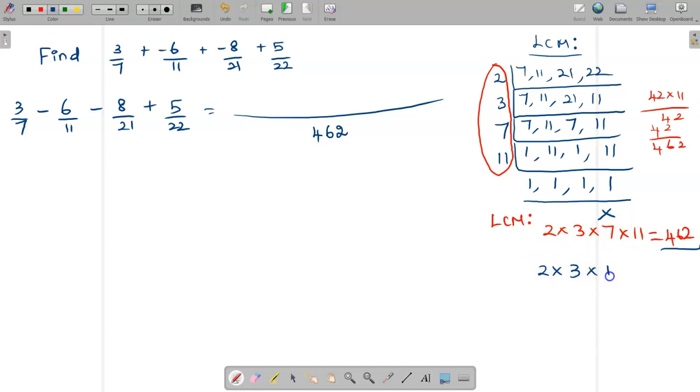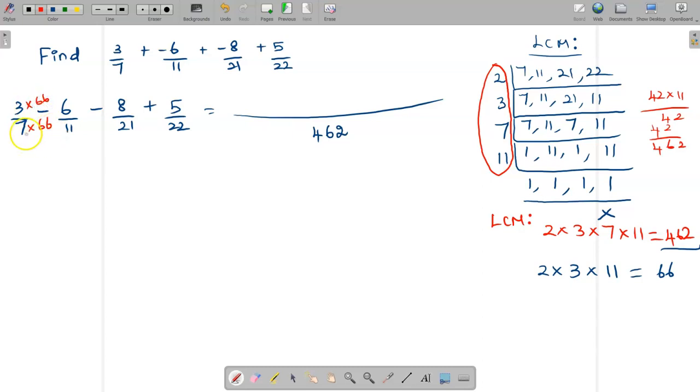So 2 into 3 into 11. Okay. So, this is the value which we need to multiply both numerator and denominator of the first term. So, 2 into 3 is 6, 6 into 11 is 66. Okay. So, for your understanding I am just writing here 7 into 66 and 3 into 66. This is what we are going to do.